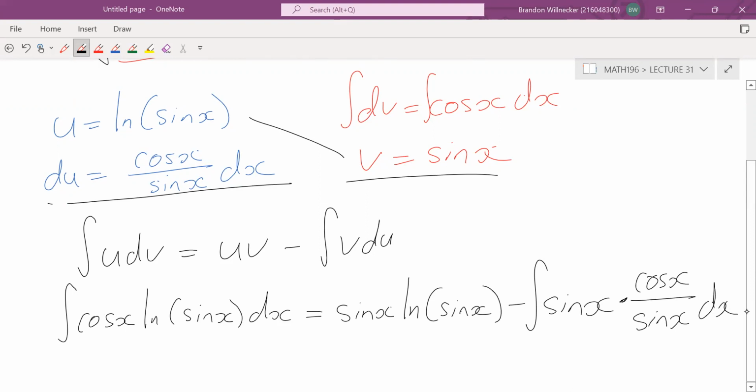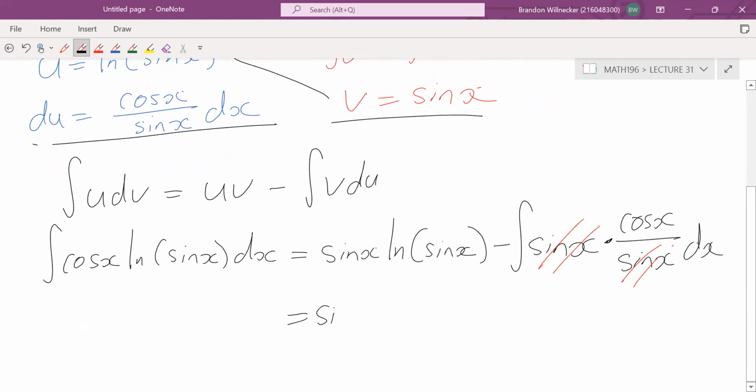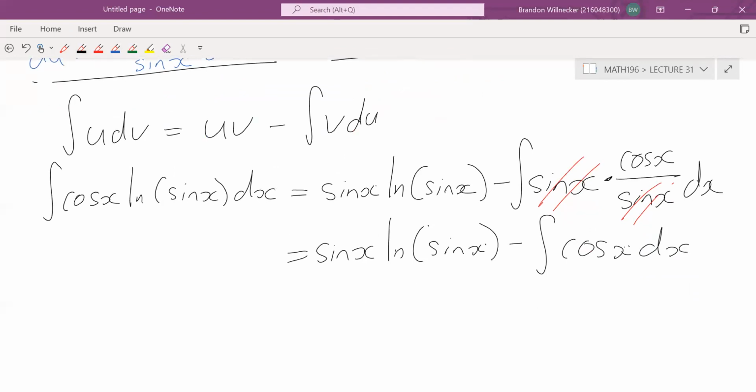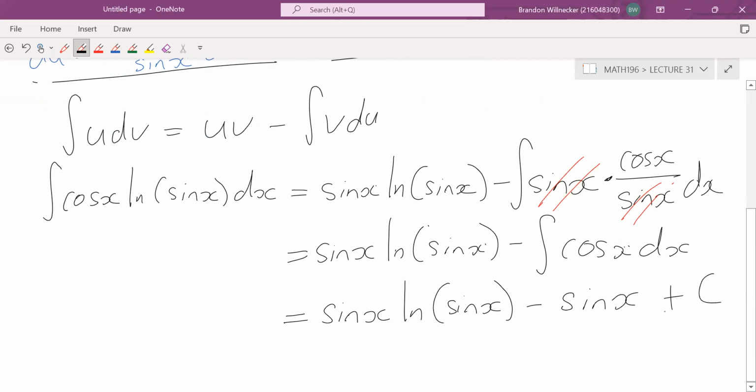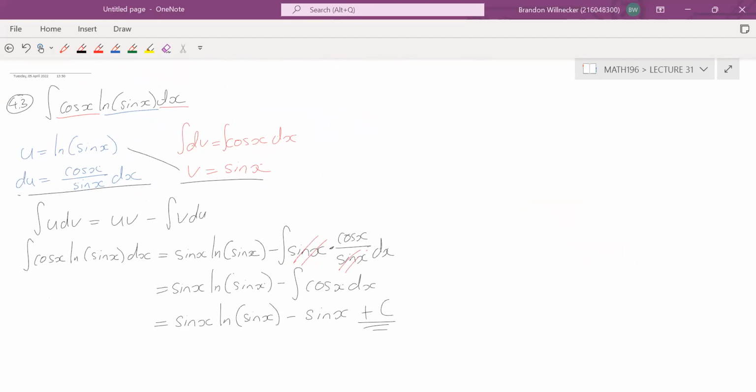Now we see that we've got a sine x in the numerator and sine x in the denominator, so that cancels. We're left with sine x times the natural log of sine x, minus the integral of cos x dx. Well, that's easy to do. What's the integral of cos? That's going to be sine. So we end up with sine x times the natural log of sine x, minus sine x, plus c. Don't forget your plus c. It's an indefinite integral, so you always need your plus c at the end.